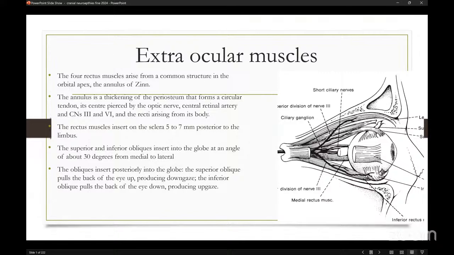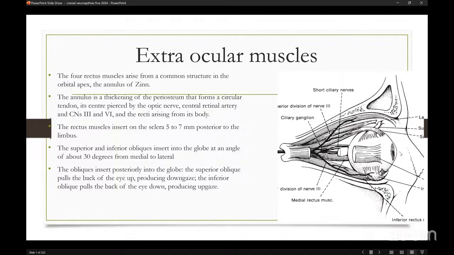The superior and inferior oblique insert into the globe at an angle of about 30 degrees from medial to lateral. The obliques insert more posteriorly into the globe. Superior oblique pulls the back of the eye up, so it produces a down gaze, and inferior oblique pulls the back of the eye down, producing the up gaze.